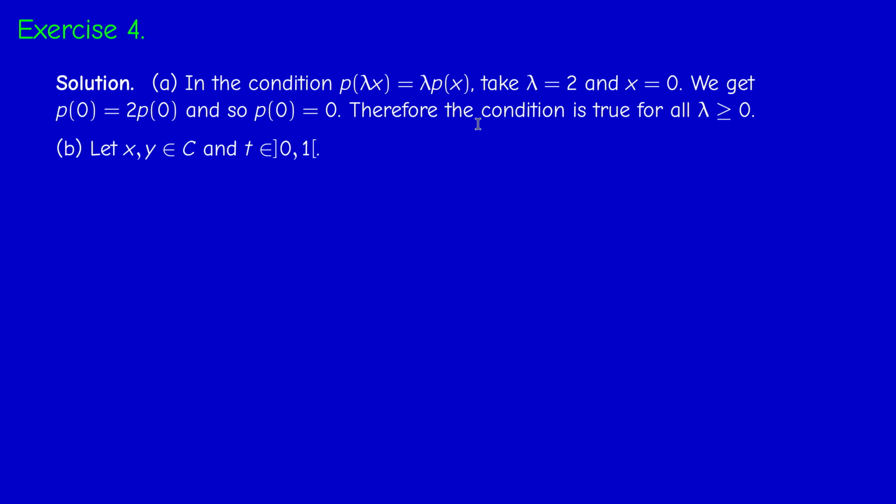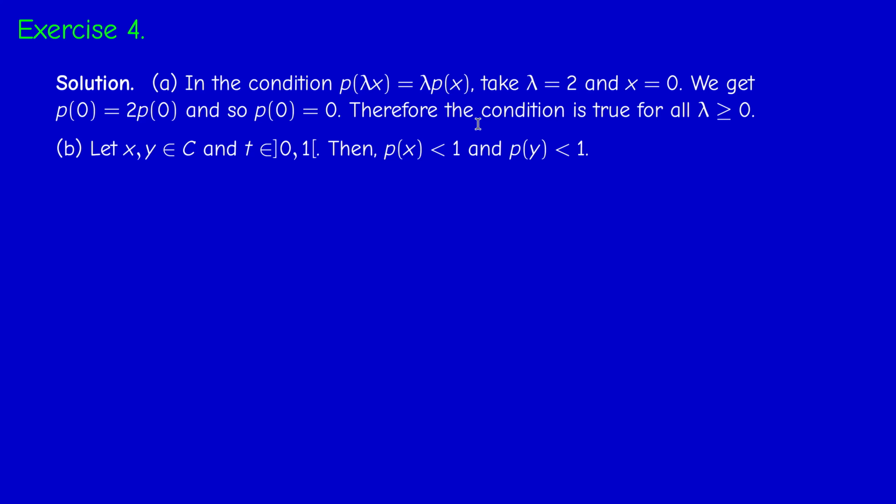Okay, second question. We have to show that C is convex. This is straightforward. So we take two elements, X and Y in C, and a number T between 0 and 1. We have to prove that (1 minus T)X plus TY belongs to C. Of course, if T equals 0 or T equals 1, there's nothing to prove.